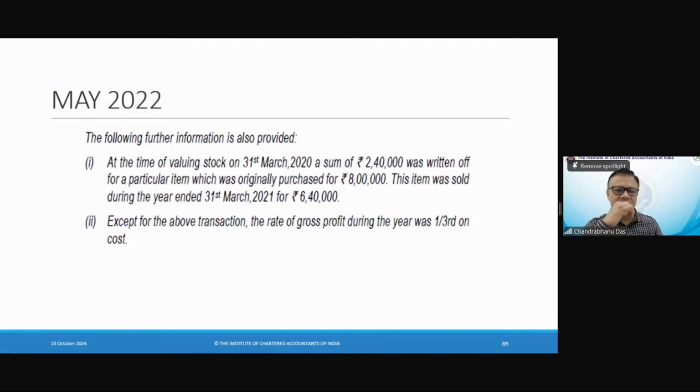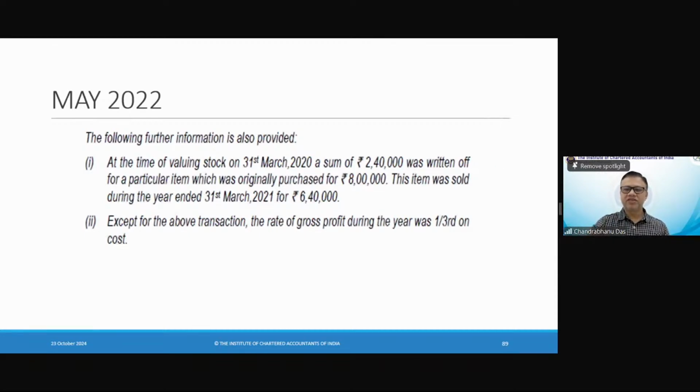The information given is that at the time of valuing stock, this is where the abnormal transaction happened. 2,40,000 was written for a particular item which was purchased for 8 lakhs. Now, the item was purchased for 8 lakhs, you write down a sum of 2,40,000. And this item was sold during the year end, on 31st March, for 6,40,000. So, except for the above transaction, the rate of gross profit during the year was 1/3 of the cost.